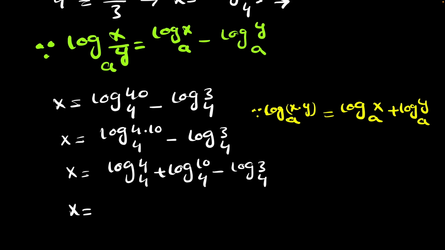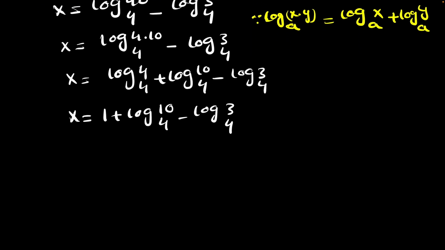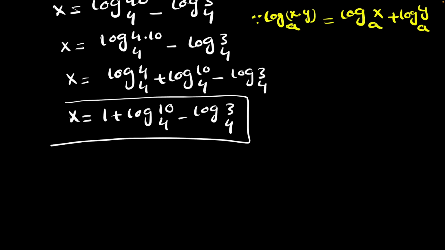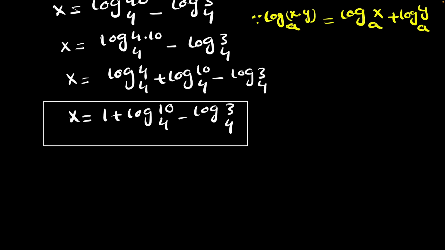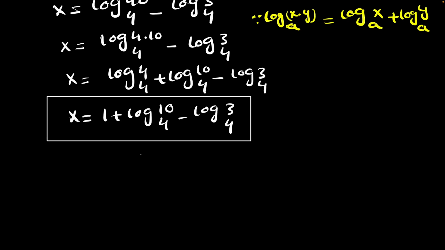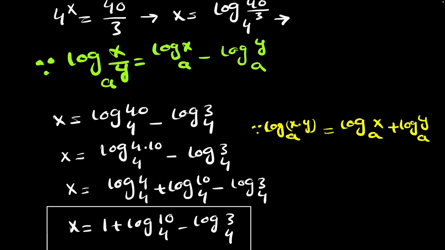Then x is, log of 4 to the base 4 is 1, plus log of 10 to the base 4 minus log of 3 to the base 4. So this is the final answer of the question, and you can simplify this also a little bit. You can apply this one reversely and write it in this form as well.